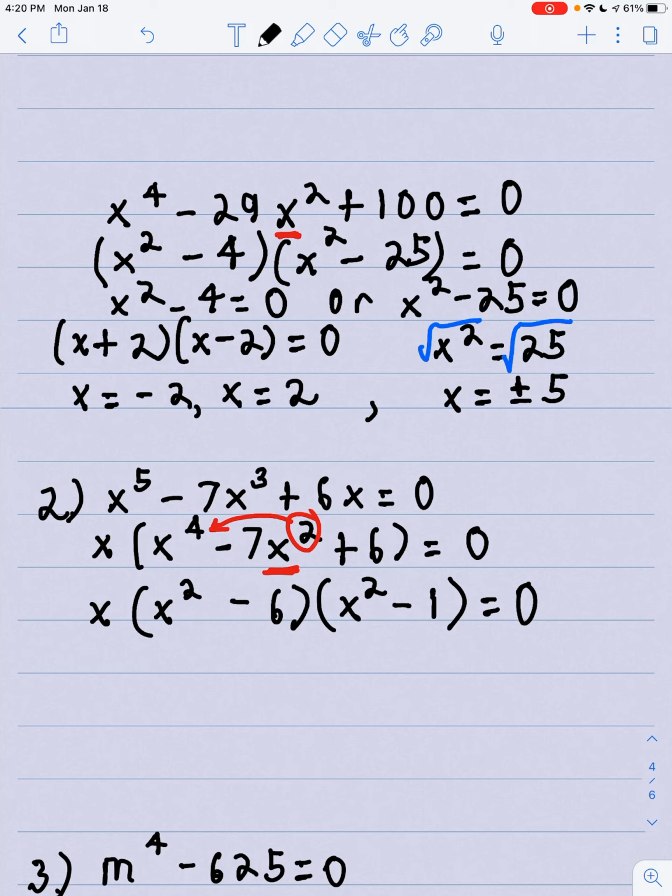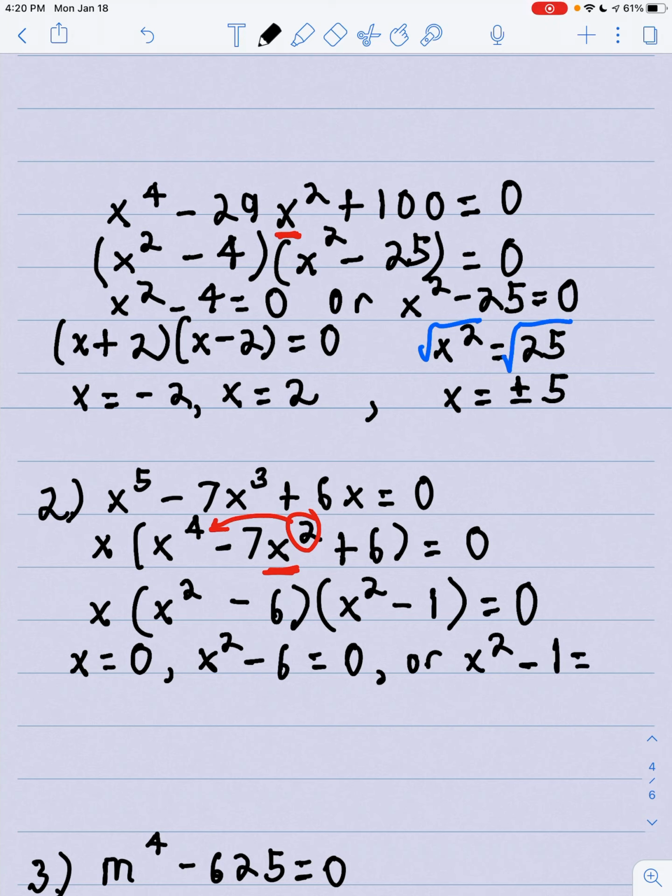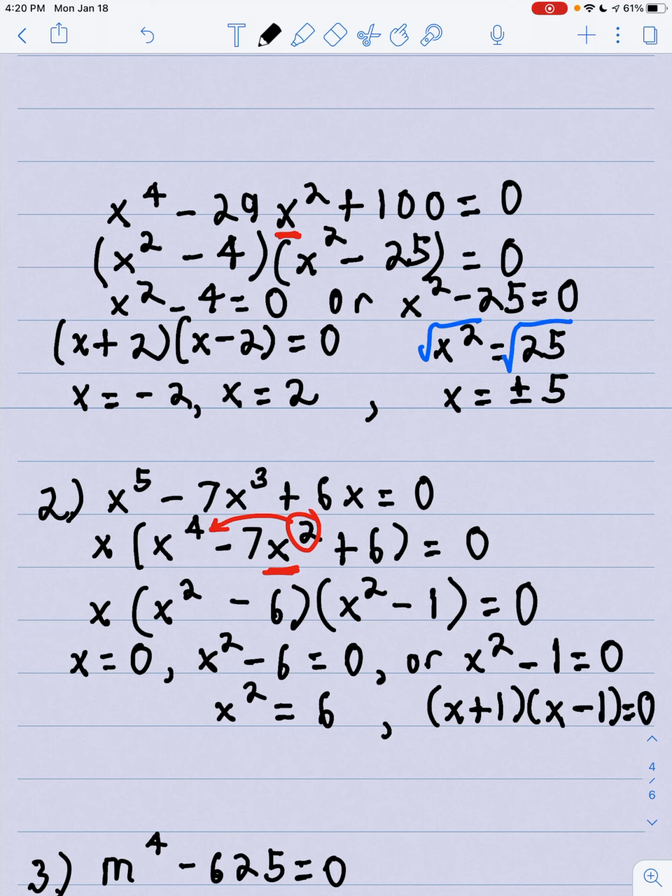At this point, we set each variable factor equal to 0. So we have x equals 0, x squared minus 6 equals 0, or x squared minus 1 equals 0. Some of you might be comfortable going to x squared equals 6. I didn't factor there because 6 is not a perfect square. You could make the case for x squared minus 1 if you really wanted to factor. I'm showing that to show you alternatives.